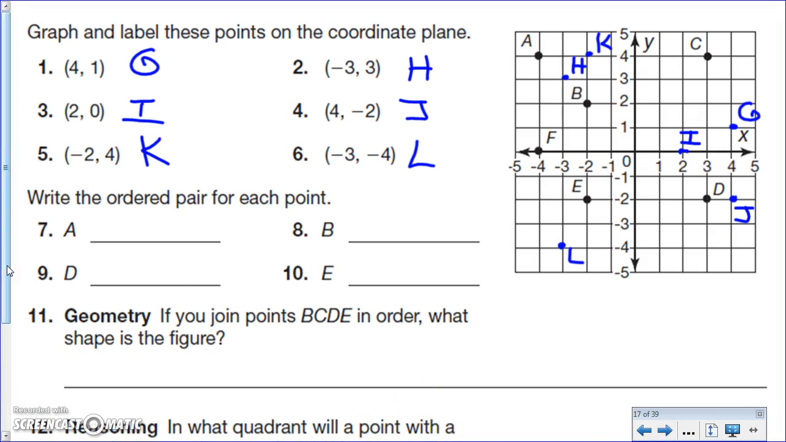For 7 through 10, it wants us to write the ordered pair for each point. So for A, first thing we're going to do is look at where A is. And we can see we have to go over to -4 on the x and then up to +4 on the y. So it's going to be parentheses, -4, 4, close parentheses. For B, again, we're going to go 2 to the left, so to -2 for the x and up to +2 for the y.